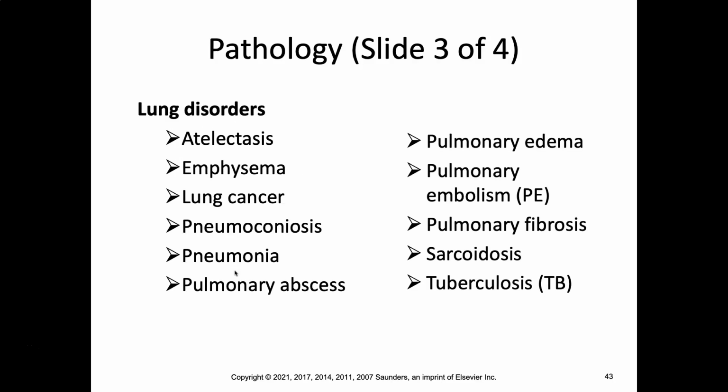So some other lung disorders, atelectasis means you have a collapsed lung. Emphysema, again, is kind of under that COPD umbrella of chronic lung diseases. Of course, you can get cancer. Pneumoconiosis, pneumonia, pulmonary abscess, pulmonary edema, pulmonary embolism, or pulmonary emboli if it is plural, PEs. Pulmonary fibrosis, sarcoidosis, and tuberculosis. Just some things that happen.